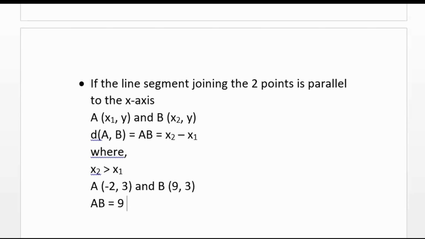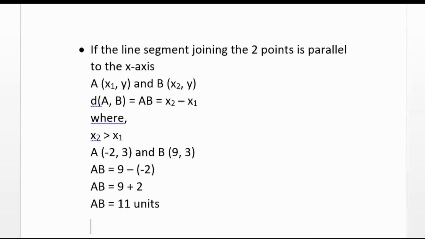So 9 minus (-2). So we will have AB is equal to 9 plus 2, that is AB is equal to 11 units. So we have the distance between the 2 points AB is equal to 11 units. And why did we find the difference between their x coordinates? Because the line segment joining the points AB is parallel to the x-axis.